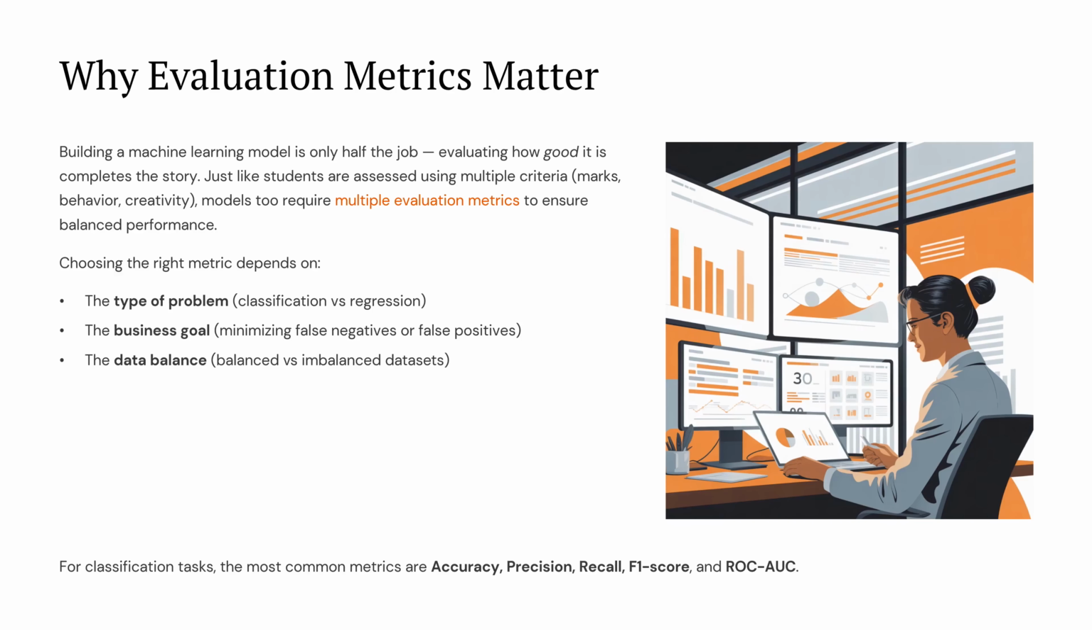Building a machine learning project is only half the job. The real success comes from knowing how well it performs. Just like students are judged on many things, marks, behavior, and creativity, models too need multiple evaluation metrics for fair results. Choosing the right metric depends on type of problem, the business goal, and data balance. Common metrics include accuracy, precision, recall, F1 score, and ROC AUC.